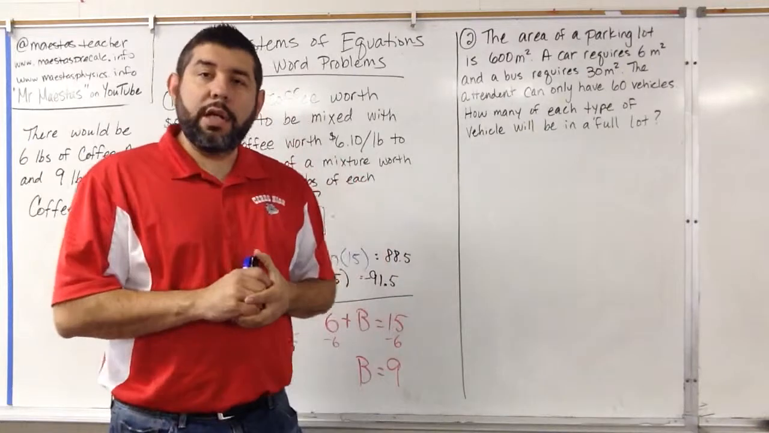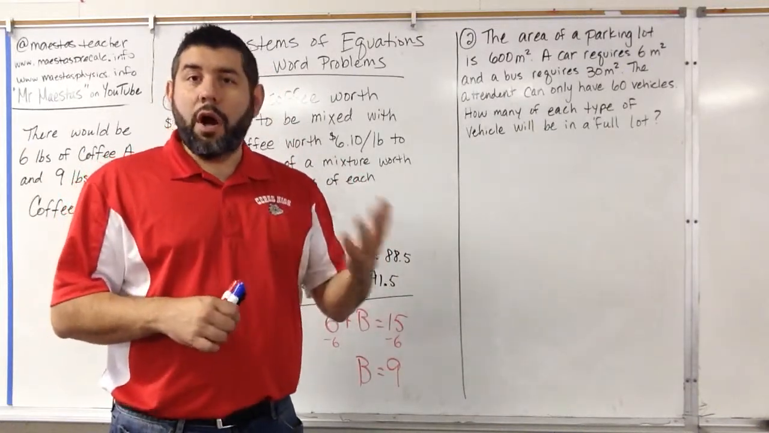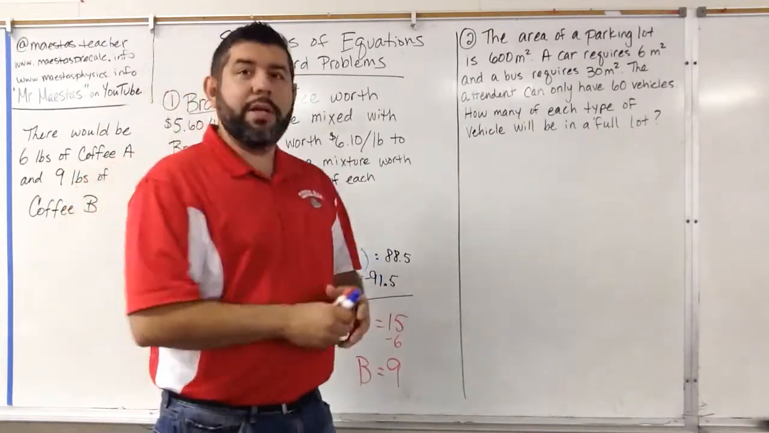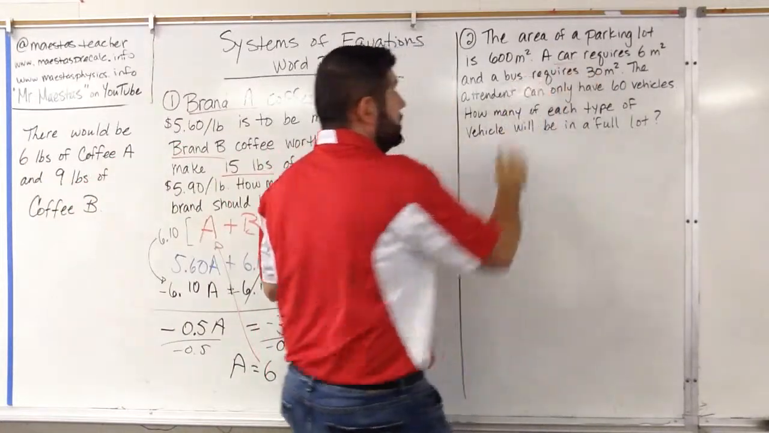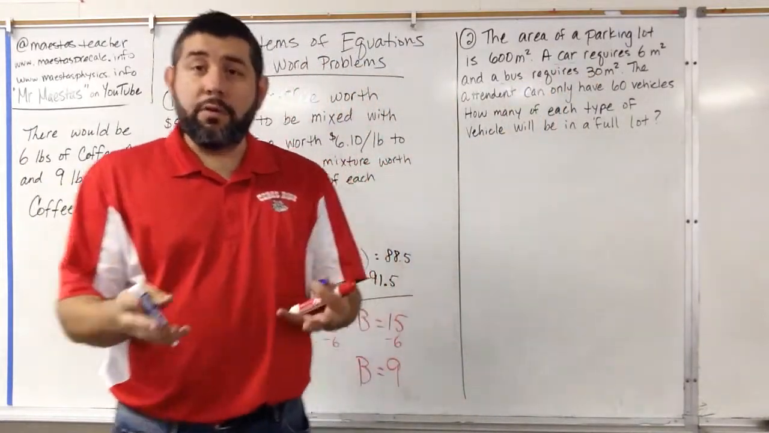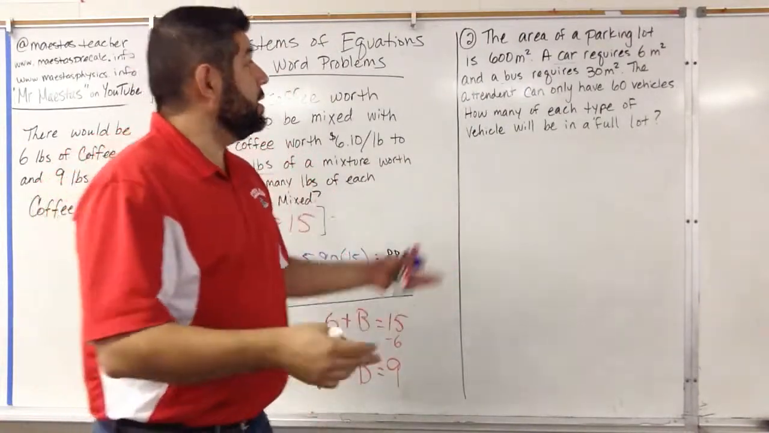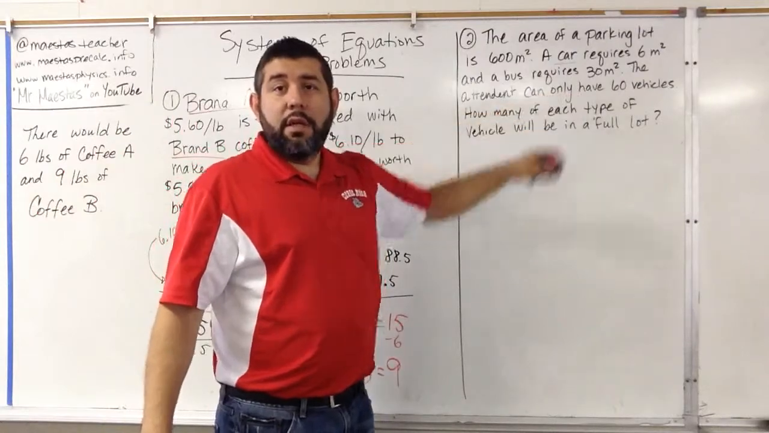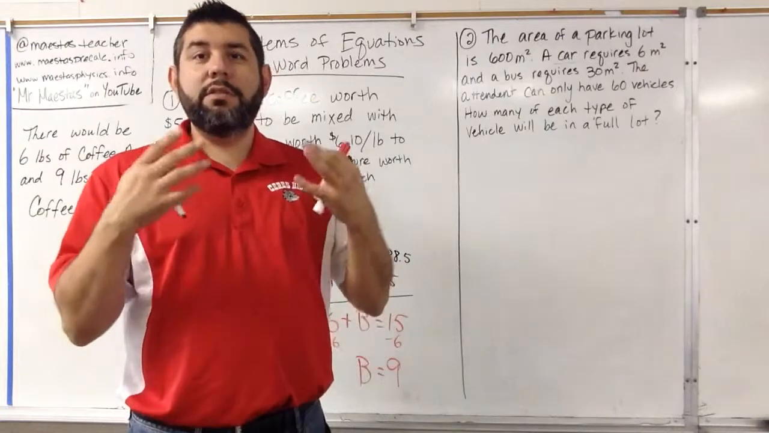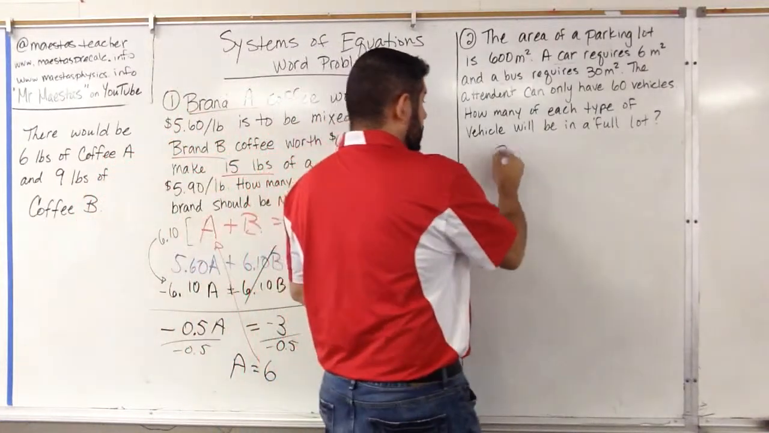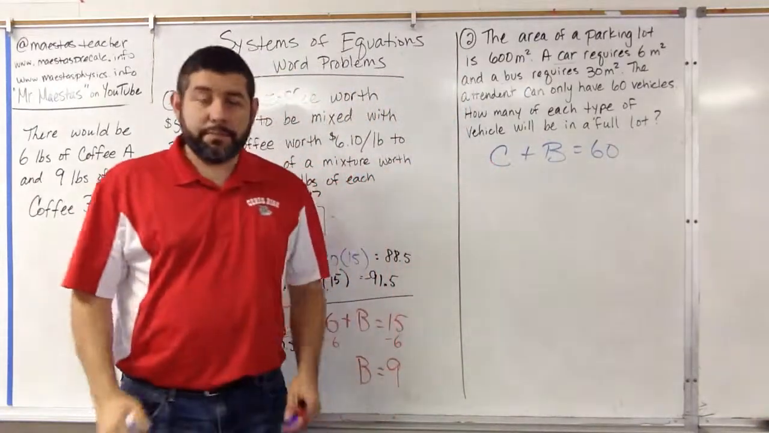So again, we need to look at the two variables that we're going to be discussing, and it looks like we're going to have cars and buses. So I'm going to go with C and B. We have to think to ourselves, how many total vehicles are we going to have? How many cars and how many buses? Well, it says here the attendant can have 60. So that means if we add up all the cars and all the buses, we're going to have 60 vehicles. So cars plus buses is equal to 60.